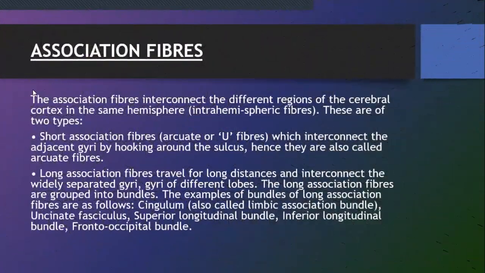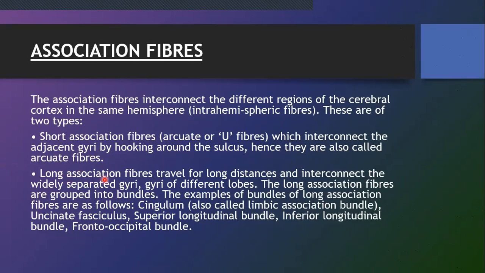Association fibers. Now, the association fibers interconnect the different regions of cerebral cortex in the same hemisphere. So they are intrahemispheric fibers. They are of two types. They are either short association fibers, also known as the arcuate or the U fibers, which usually interconnect the adjacent gyri by hooking around the sulcus. Hence, they are also called arcuate. So, short association fibers interconnect adjacent gyri.